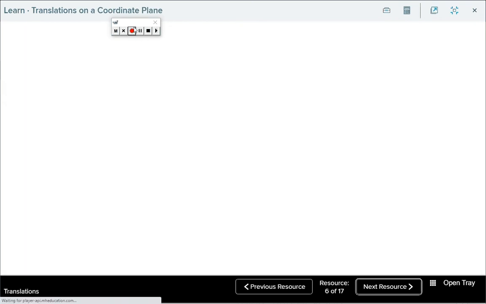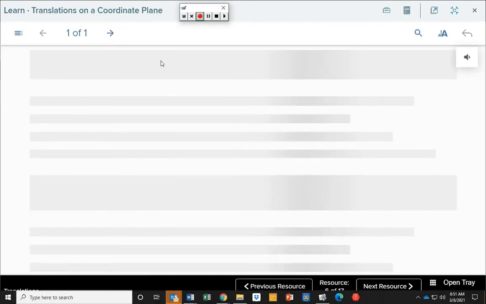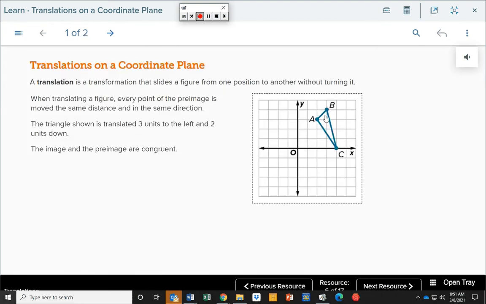All right, so if we talk about translations on the coordinate plane, we have a figure, this triangle. And a translation, write this down for your definition, is a transformation that slides a figure from one position to another without turning it. Look at this figure. This is my pre-image.